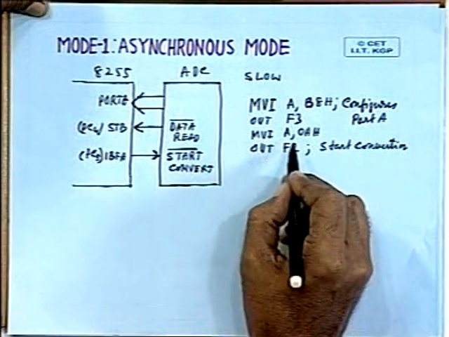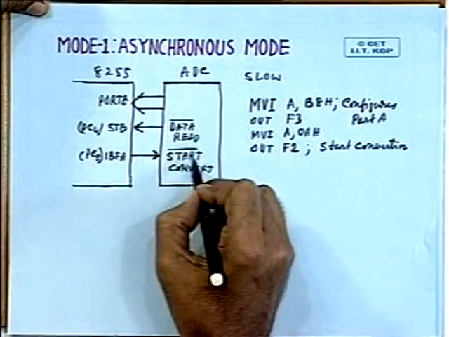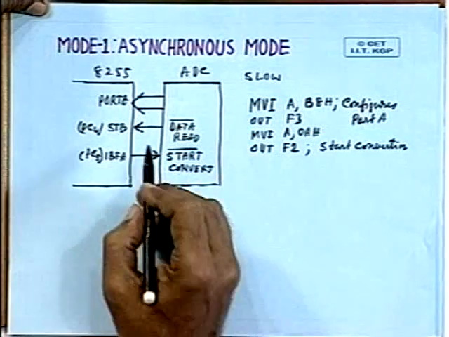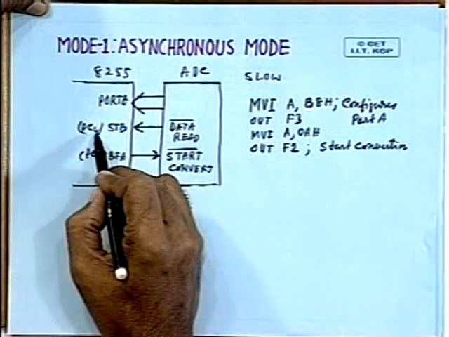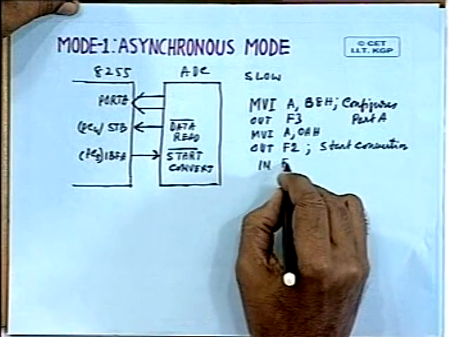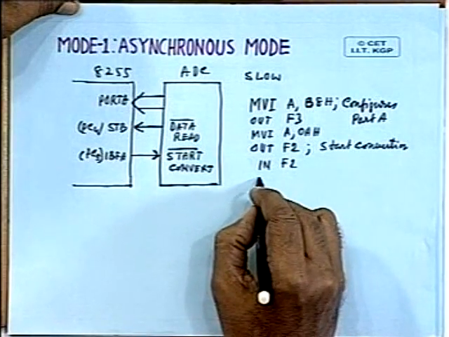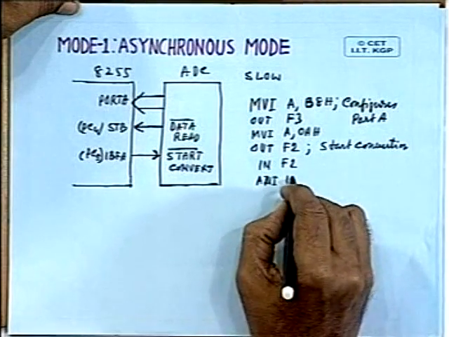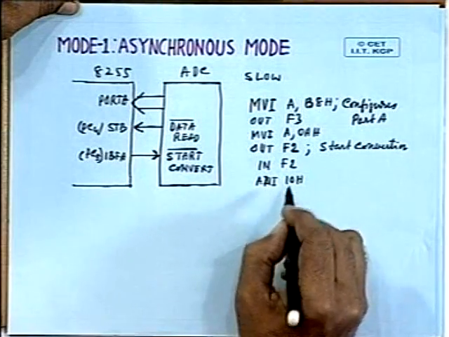However, data is not yet available on this line. So when the AD converter performs the conversion, the microprocessor will keep on checking the status by looking at this strobe bit, that means PC4 bit. To do that, it will perform IN F2. It will read it and check this bit: ANI 10H, bit 4, it will compare and check whether it is 1 or not, 10 in hex.